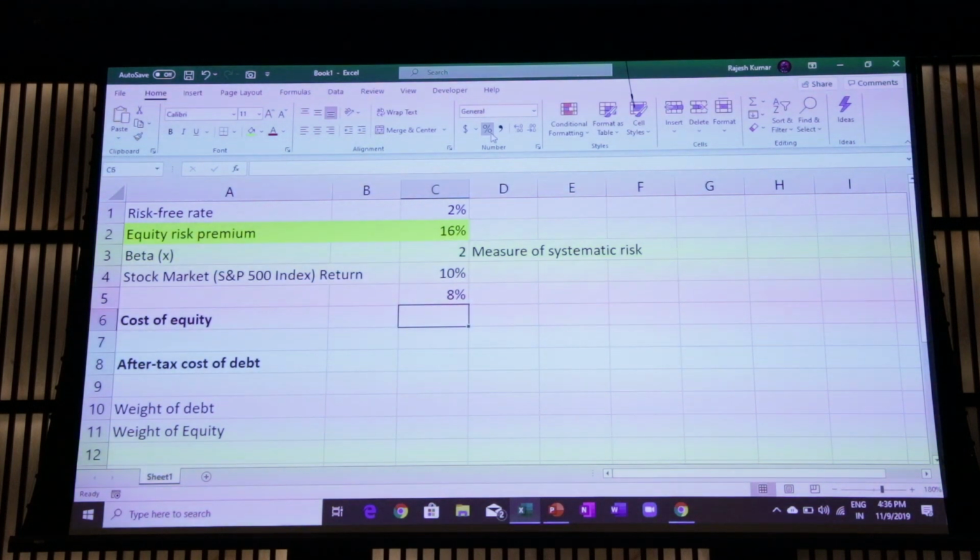And overall, my cost of equity for my company as an investor should be what? Simply the 16% premium on top of the 2% risk free, giving me an 18% cost of equity. This is the most simplified version in general. Do you know what this model is referred to as? CAPM model, right? The capital asset pricing model. That is just simply the building blocks.